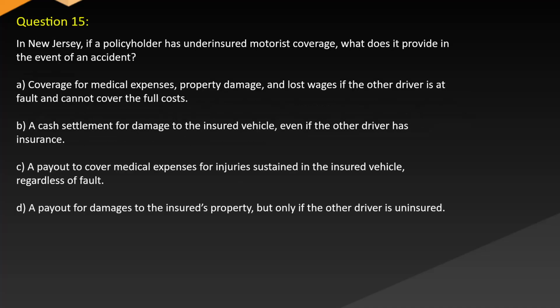Question 15. In New Jersey, if a policyholder has underinsured motorist coverage, what does it provide in the event of an accident? A. Coverage for medical expenses, property damage, and lost wages if the other driver is at fault and cannot cover the full costs. B. A cash settlement for damage to the insured vehicle even if the other driver has insurance. C. A payout to cover medical expenses for injuries sustained in the insured vehicle regardless of fault. D. A payout for damages to the insured's property, but only if the other driver is uninsured.